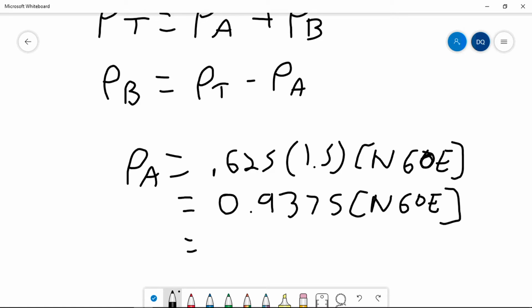And I'm going to break that into components. If I multiply that magnitude 0.9375 by the cosine of 60, that's going to tell me how much momentum I have going north. And when I multiply it by the sine of 60, it's going to tell me how much momentum I have going east.